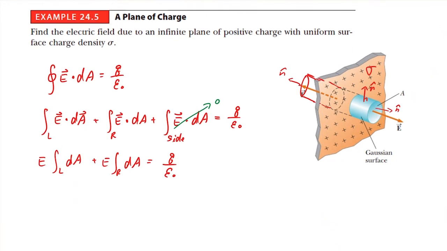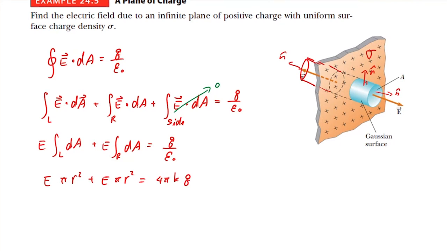So far, so good? And then, what is this? The area of that circle. Oh my God. Pi r squared. And then you have another E pi r squared. And then 1 over epsilon naught, remember, is 4 pi k. So far, so good?